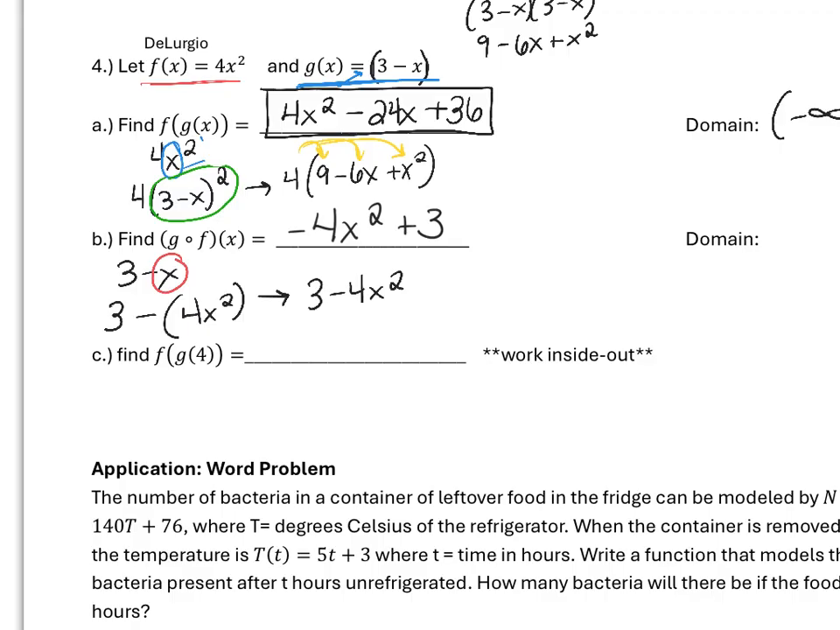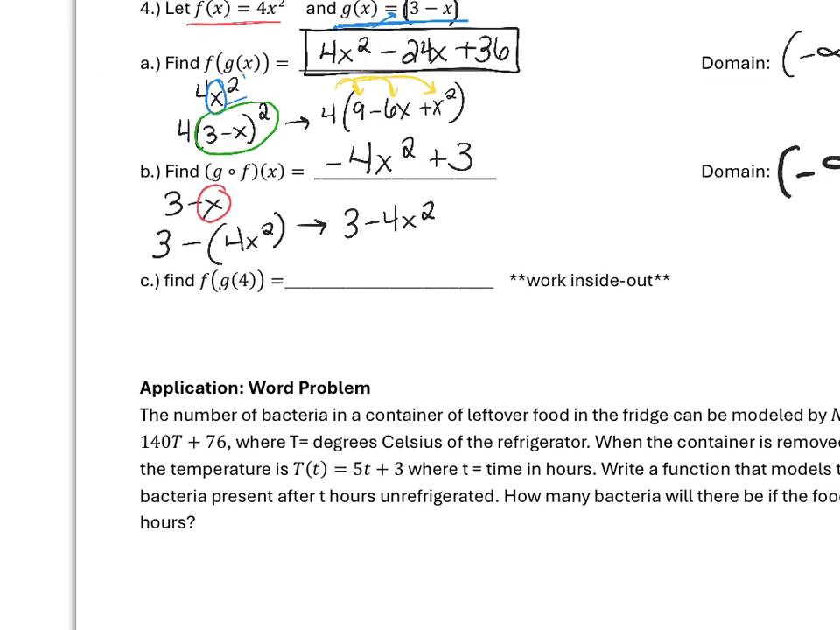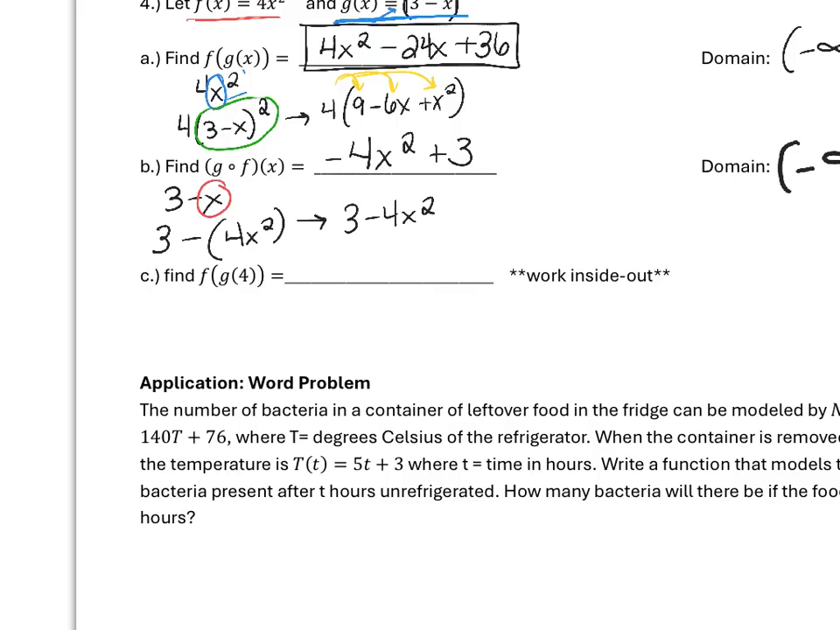In standard form, we'd say negative 4x squared plus 3. And then if we look for any domain issues, again, this is just a quadratic, so there's nothing jumping out at us like a root or a denominator, so our domain is just going to be from negative infinity to positive infinity.